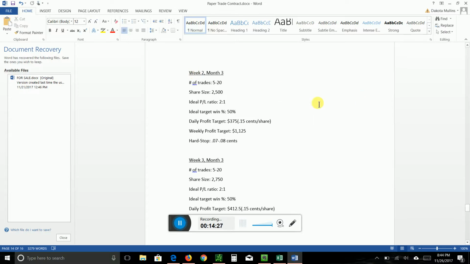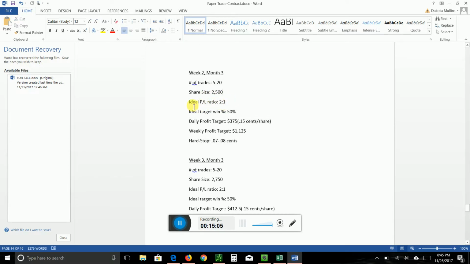So, yeah, some metrics I would be going for this week on week 2, month 3. Going for 5 to 20 trades. I'll be using 2,500 share size on every trade, unless they're above $10 or above $30 in price. You can only take a half size position or a quarter size position of this.